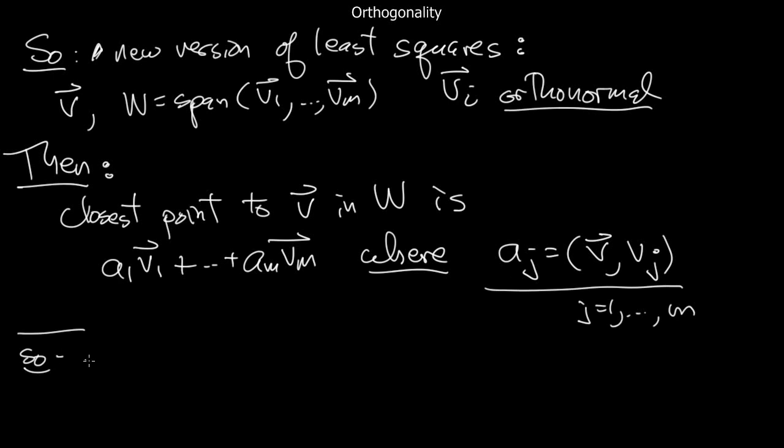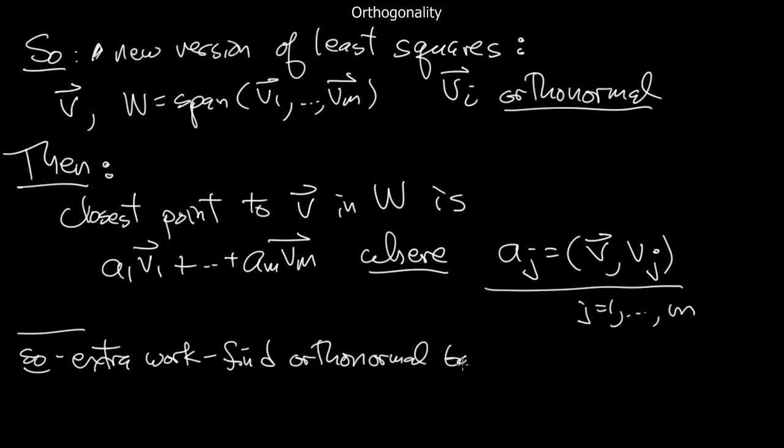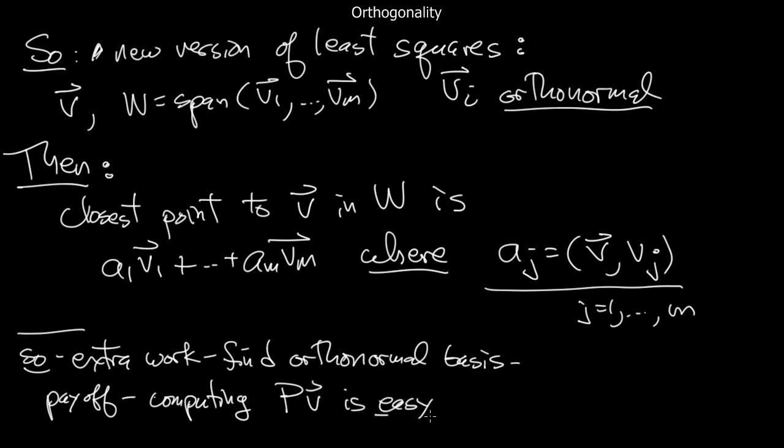Okay, so the idea here is that there is some extra work in computing this orthonormal basis. You have to do Gram-Schmidt. That's a little bit of work, but the payoff is that once you've put in this extra work, then computing the closest point to anything is extremely easy. It's one of these things where you do a bunch of work up ahead once, and then the projection of any vector is elementary.